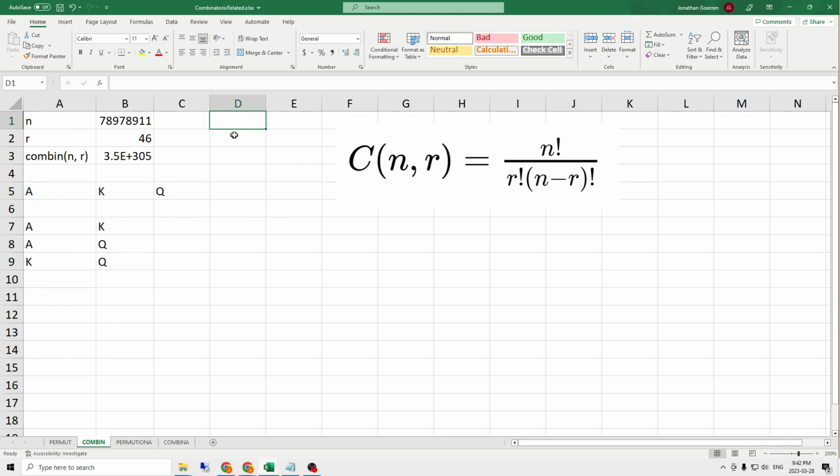Some related functions to this are, of course, the permute function, the permutationA function, and the combineA function, which is the number of combinations, but it allows for repeats. For example, I could draw an ace and then draw an ace again. And there are more combinations of that, but that's a separate function.